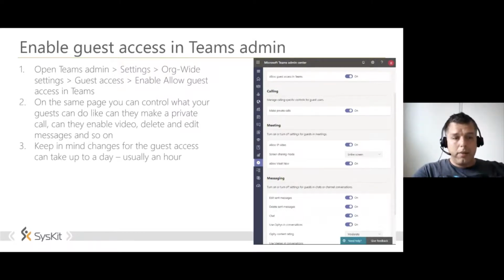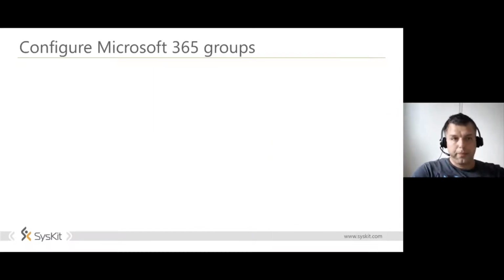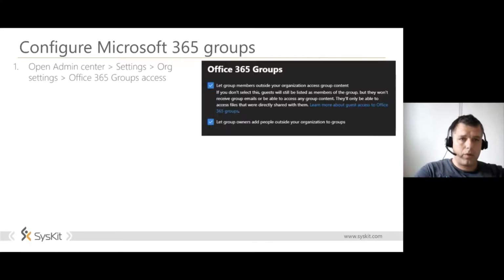Keep in mind that, officially by Microsoft, this guest access can take anywhere from 2 hours to 24 hours, but I saw lately they have decreased this time. So usually for me, for the test tenants I'm using, it takes an hour to enable this. Okay. After we set up Teams in the Teams admin, we need to configure the Microsoft or Office 365 groups.